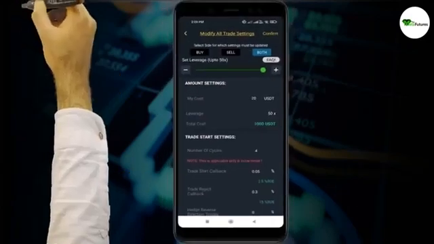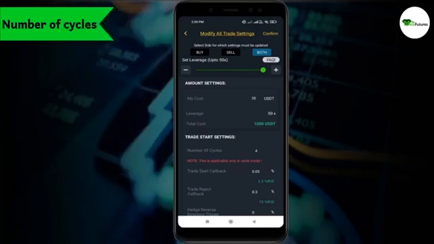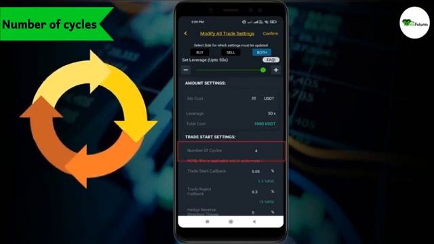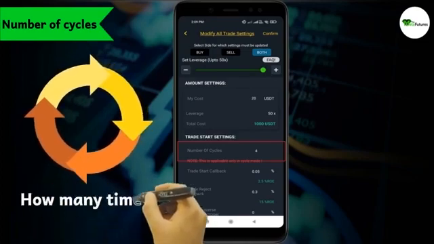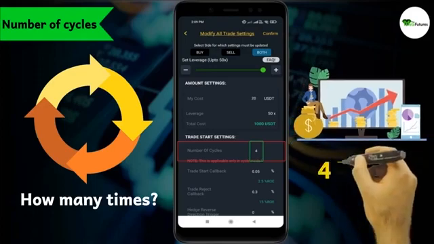In trade start settings, the first is the number of cycles. It will be used in cycle mode only. This setting helps you set the value of how many times you want to place the same trade. As I have set the value to 4, the bot will place the same trade 4 times.